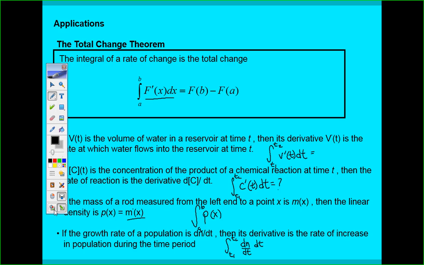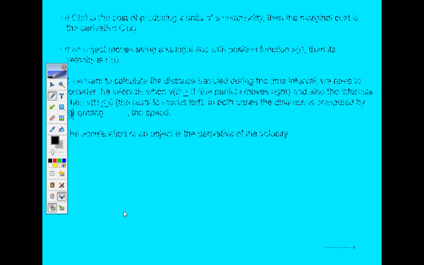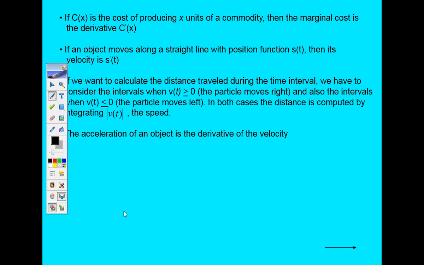Here's a few more that you could look at. The first one would be the increase in cost when production is increased from x sub 1 to x sub 2 units. The next one says if an object moves along a straight line with a position function s of t, then its velocity is s prime of t. So this would represent our displacement from t sub 1 to t sub 2.